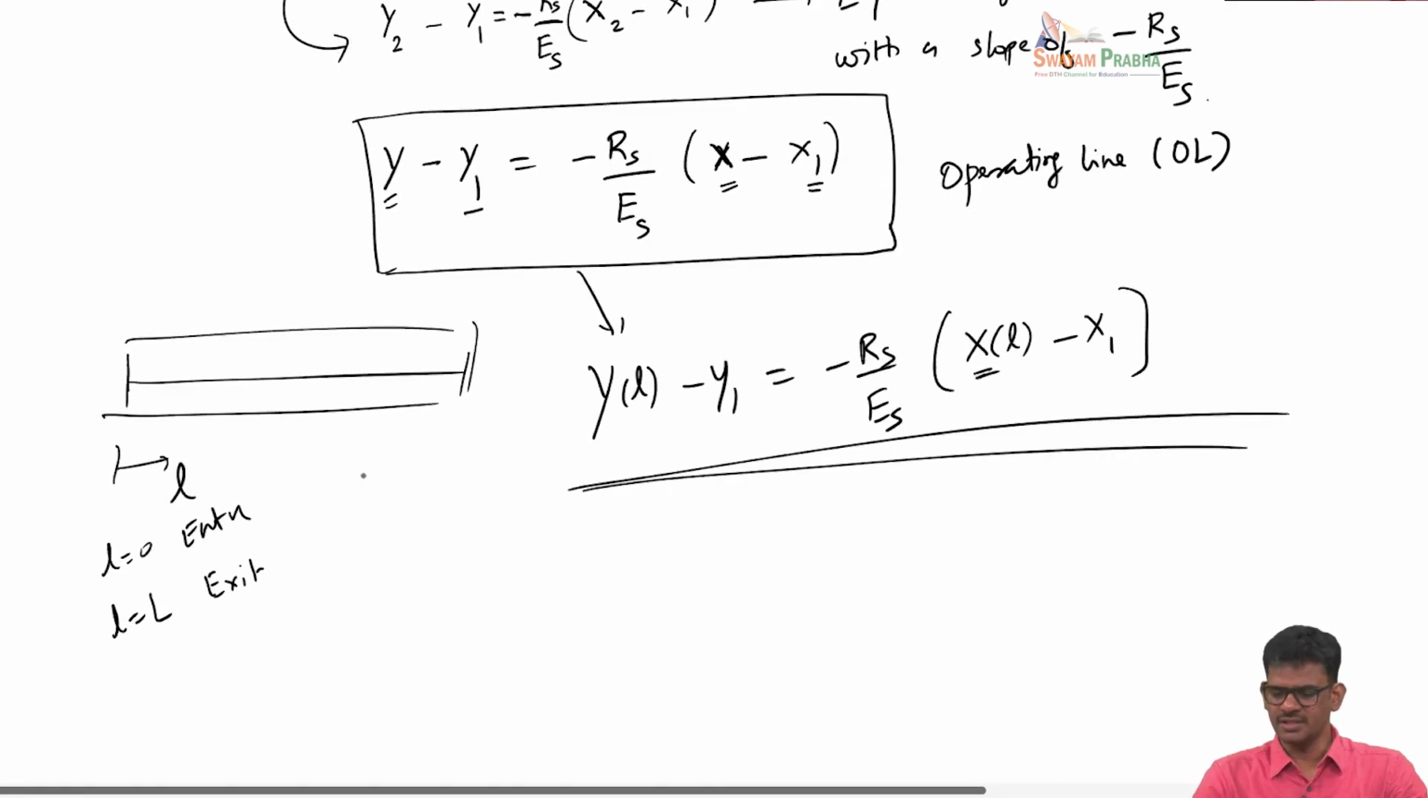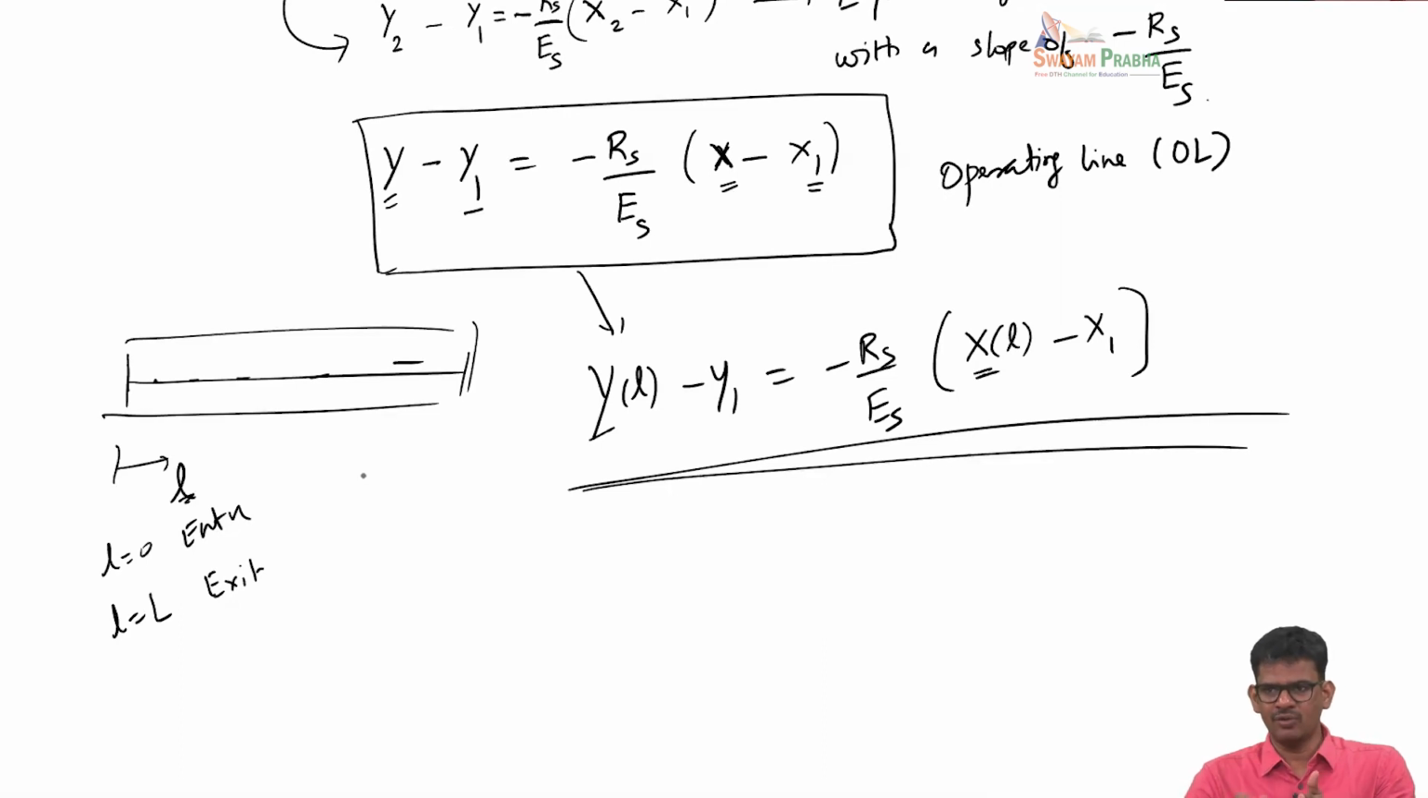This x and y will be a function of L. As you go into the mass transfer equipment, the composition is changing. The change in the composition must follow this particular mass balance, which is a straight line. That's all we are saying. Okay, so we'll stop here.